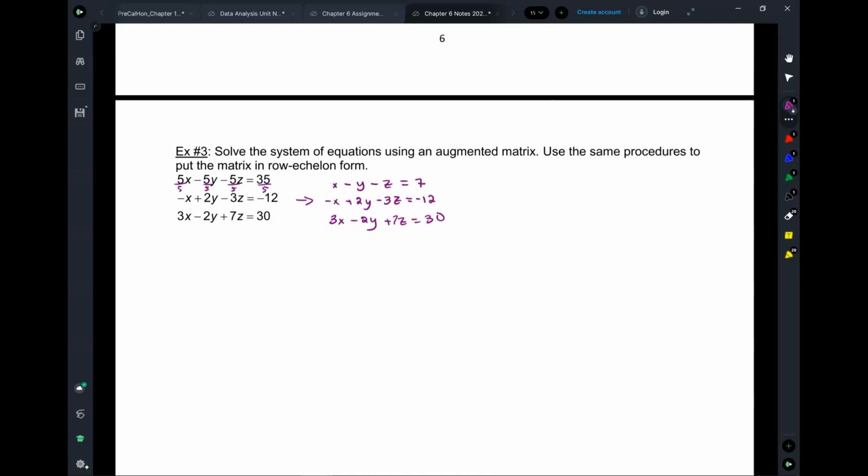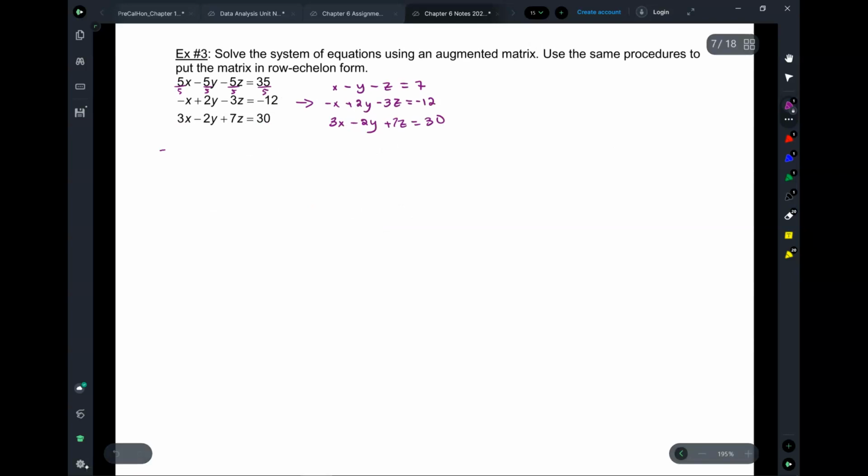Now I'm going to put this into an augmented matrix form. Here's how that looks. The first row gives me 1, -1, -1, 7. Then -1, 2, -3, -12. I do the line at the end. Okay, this is the matrix. You can do a dashed line, but it's kind of annoying to do a dashed line. It's also fine if you just do a solid line. Either works. Sorry, I was answering a question while I was doing it.